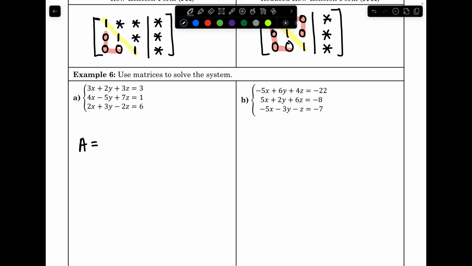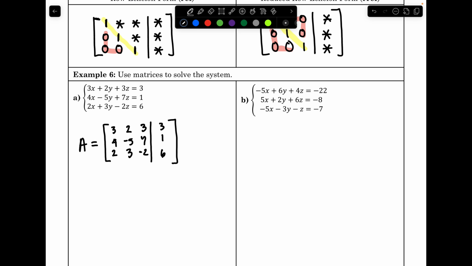Now, the only skill that you'll be required to know and to use is the same skill we practiced in the first part of this section, which is writing a matrix from a system of equations. So here I'm going to go by columns. In the first column, the coefficients for x are 3, 4, and 2 for equations 1, 2, and 3 in that order. The coefficients for y are 2, -5, and 3. Then for z are 3, 7, and -2. And our augmented matrix will finish off the last column with 3, 1, and 6.